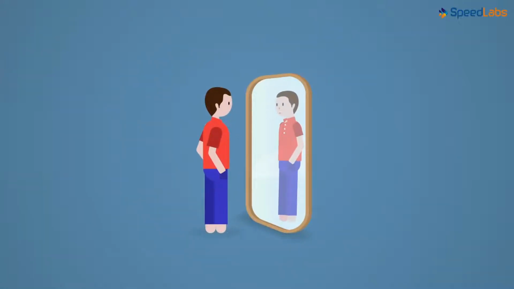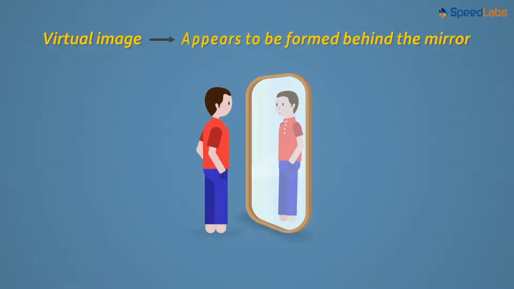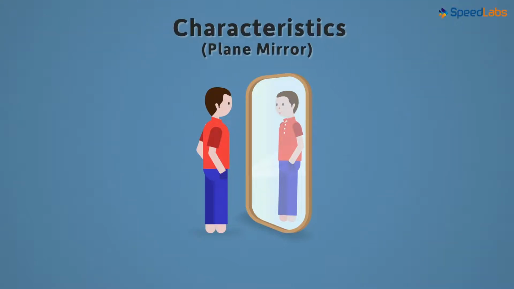From our previous video, we know what virtual images are. A virtual image is the image which appears to be formed at a position behind the mirror. But in reality, it isn't formed there, as no light rays reach behind the mirror. Now, the image formed by a plane mirror has some properties or characteristics.